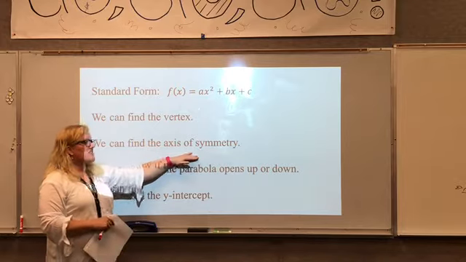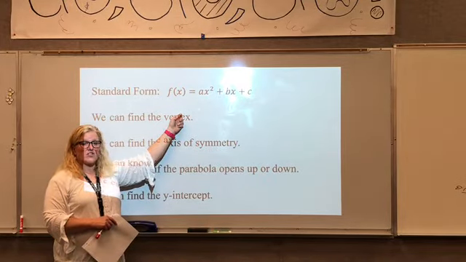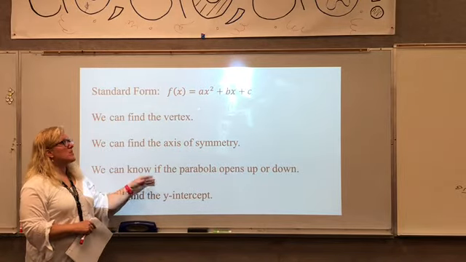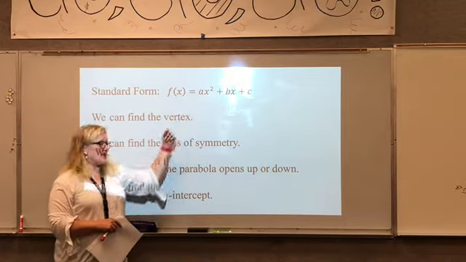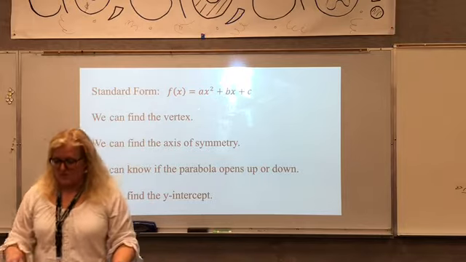We can find the axis of symmetry because if we have the vertex, we have the axis of symmetry. We can know if the parabola opens up or down, okay, by whether or not A is positive or negative. And we can find the y-intercept for this one fairly easily.